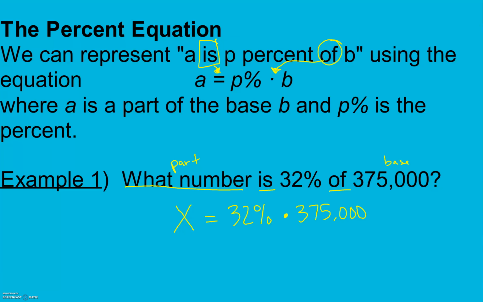Now, I'm going to rewrite this as a decimal. So to get rid of my percent, I'm going to move 2 spots to write it as a decimal. So I have 0.32 times 375,000. And now I can just multiply. And I get 120,000. 120,000 is 32% of 375,000.